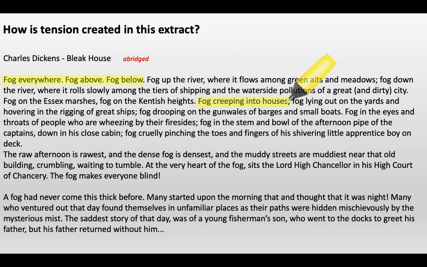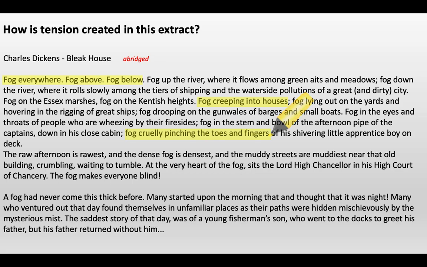Next then, I highlighted fog creeping into houses. That word creeping sort of suggests sinister intentions. It wasn't strolling casually into them, it creeped into them, almost like it didn't want to be spotted or interrupted.